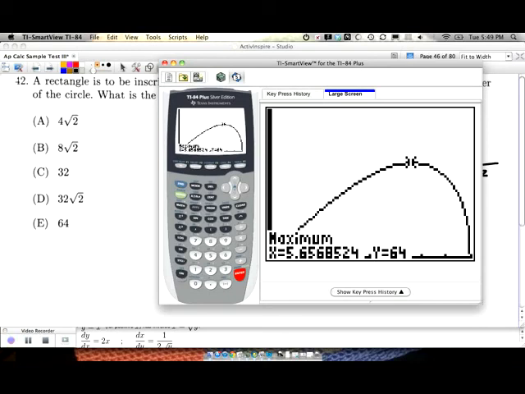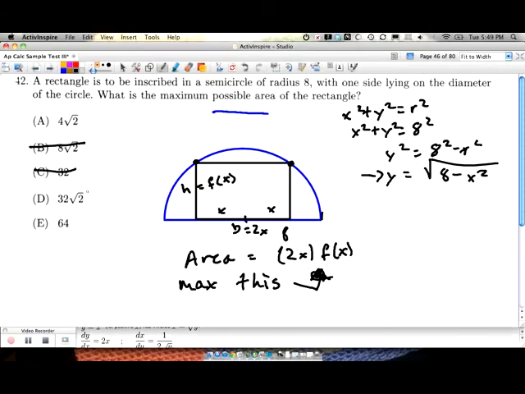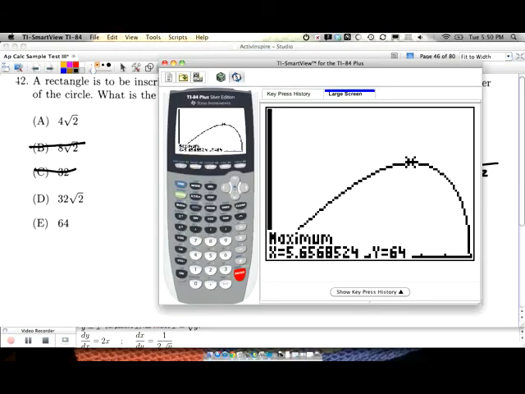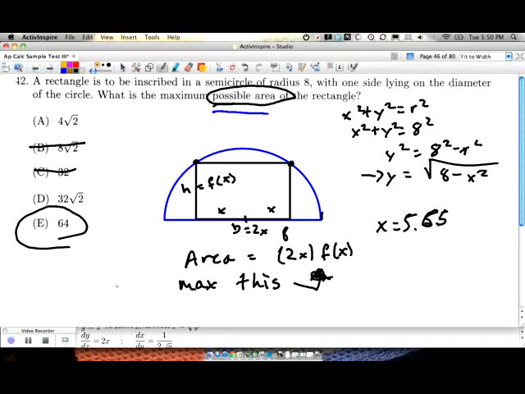So now I'm looking at these answer choices. I'm like, oh my gosh, which one of those equals 5.65? Well, it might be 4. It's definitely not 8. Definitely not 32. Oh, what is the maximum possible area? So that's x. X equals 5.65. What I'm looking at then is the y value. Let's take another look at that. The y is 64. There we go. The maximum possible area is 64. That's interesting. I bet that has something to do with the radius being equal to 8.